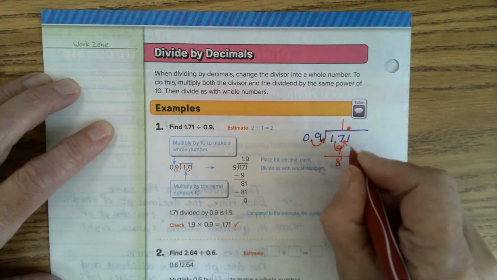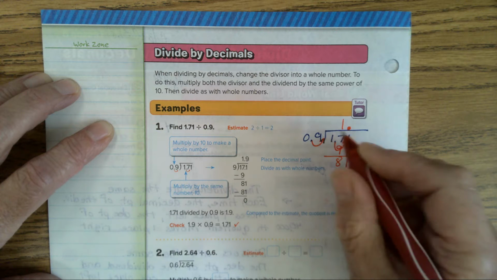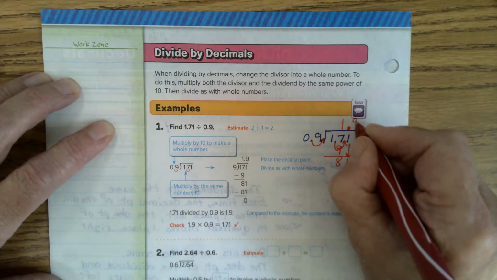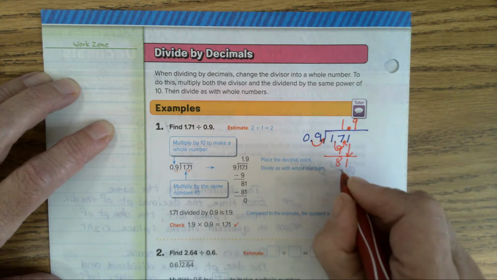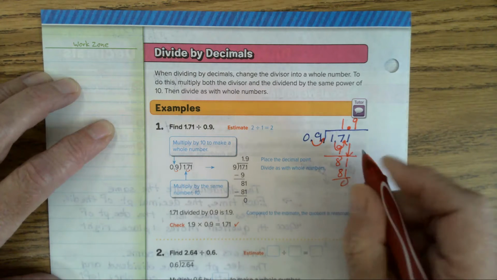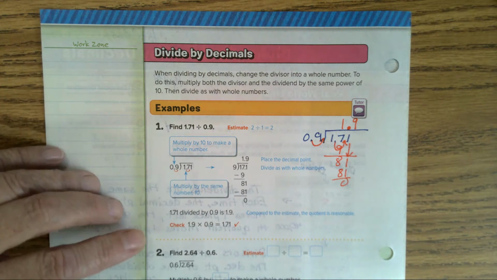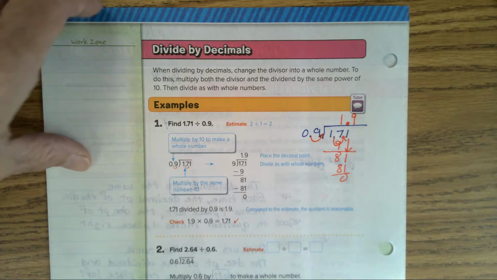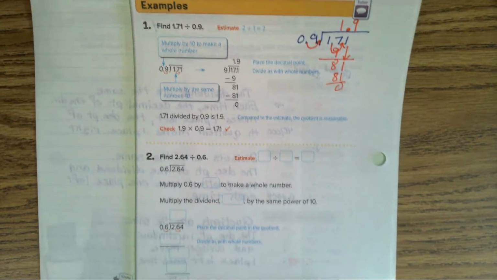Subtract. Bring down. How many 9s are in an 81? 9. You put it above where the 1 is, and the answer is 1 9/10. And that is what you get for the answer. Let's go on to example 2.